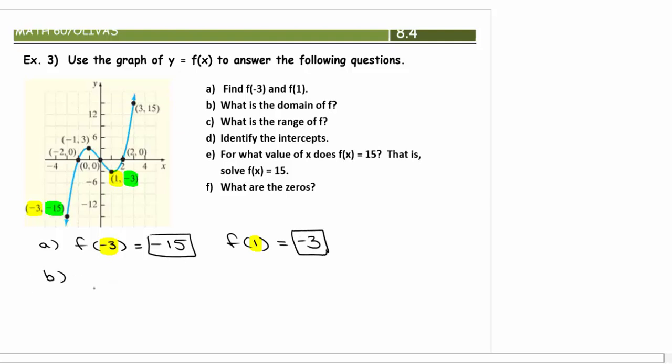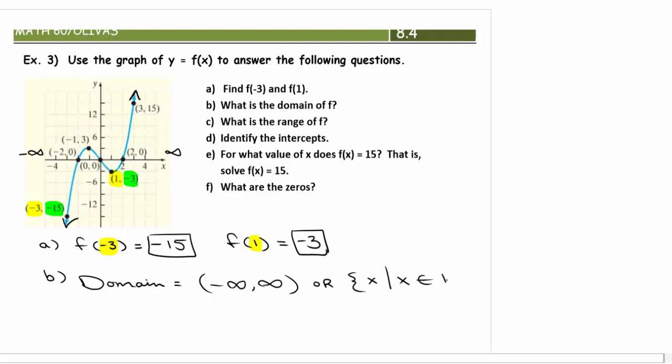B, what is the domain of f? The domain of f, if you notice there's arrows on the ends of this, it's going to the left all the way to the right. So it's going to negative infinity all the way to positive infinity. So we're going to say the domain is going to be the closed, not closed, because it's infinity. Infinity is not bounded. The open interval from negative infinity to positive infinity. Or we could also write this as the set of all x, such that x is an element of the set of real numbers.